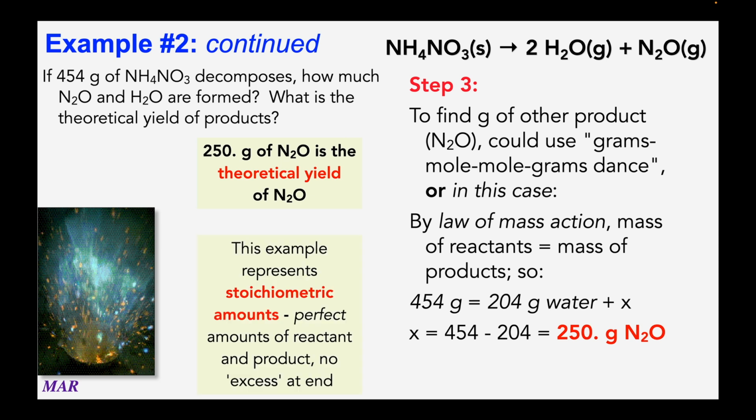In this problem, the reason I'm hedging my answers, and why I say I usually go grams, moles, grams, is that we're using what's called stoichiometric amounts, perfect amounts of reactant and product. There's no excess left over at the end, and that is honestly a rare occasion in chemistry, and I'll show you examples of this coming up. But anyway, if you have one reactant breaking down into a couple products, this way works really well, but there are times where this method won't work as well, and I'll talk about that more in a little bit.